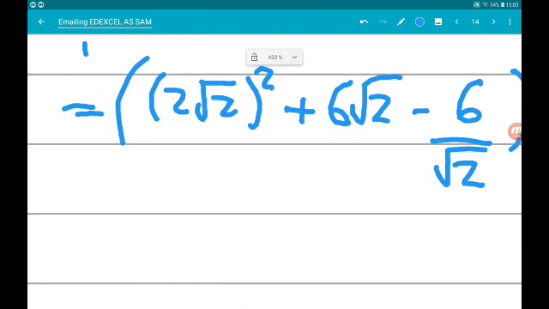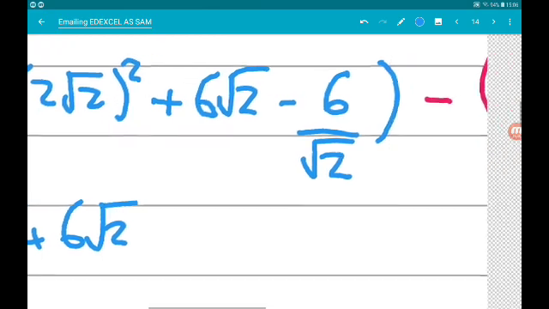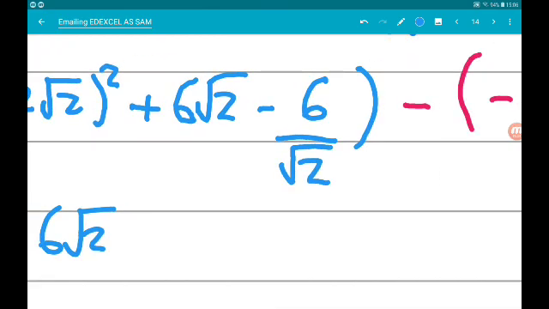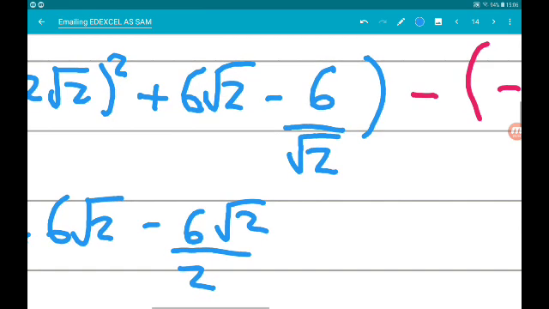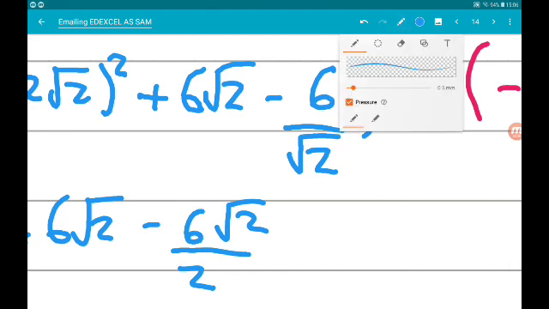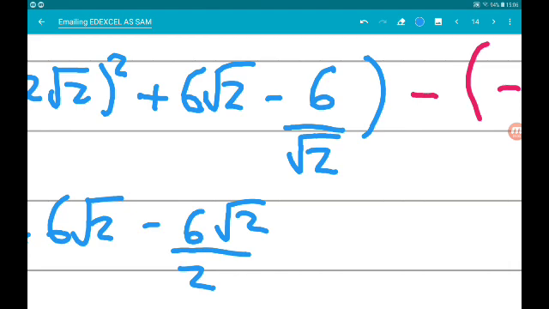When we square 2 root 2, we get 2 squared times root 2 squared. So 2 squared is 4, root 2 squared is 2. So we get 8, add 6 root 2. Now what we need to do over here is rationalise the denominator. So we're going to multiply the top and bottom by root 2. So we get minus 6 root 2 over 2. Now the 6 and the 2 cancel. So we get minus 3 root 2.